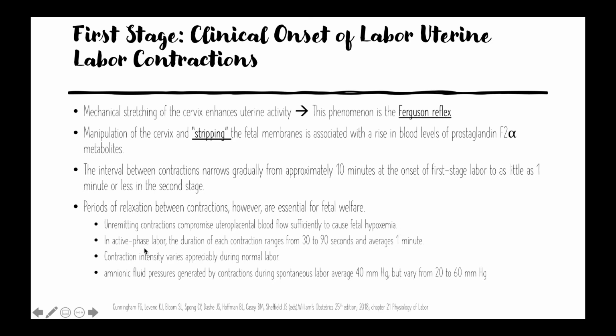In active phase labor, the duration of each contraction ranges from about 30 to 90 seconds and averages 1 minute. Contraction intensity varies appreciably during normal labor, and amniotic fluid pressures generated by contractions during spontaneous labor average about 40 millimeters Hg, but can vary anywhere between 20 to 60 millimeters Hg.